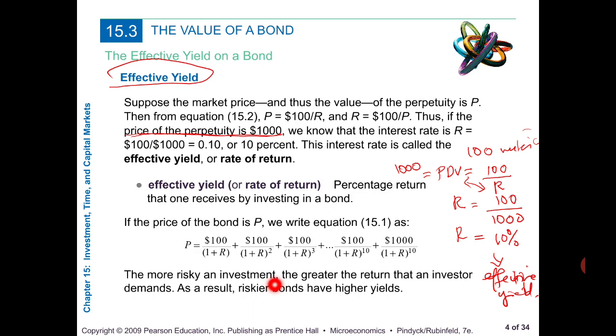But if it is not a perpetuity, if it is a bond, this one just now is a perpetuity. So let's look at the case of a bond now. If it is a bond, similarly, you have price 1,000, and because it's a bond, you have a fixed N, 10, and the coupon is equal to 100.